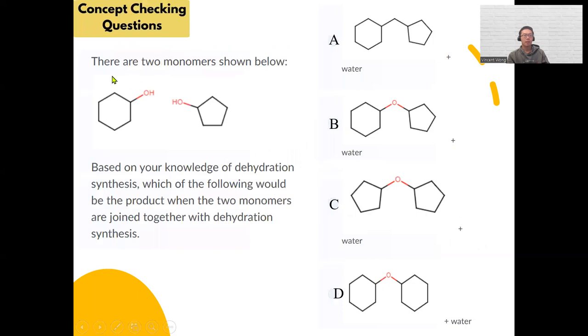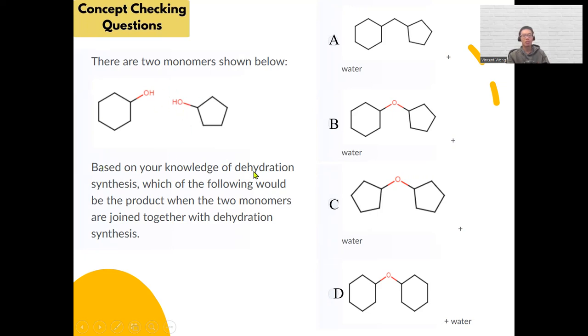So let's see. I'll read you the question. There are two monomers shown below. We have a hexagon with an OH. Again, don't worry about what the hexagon means. It will make sense in a bit. There is a hexagon with an OH. There is a pentagon with OH.